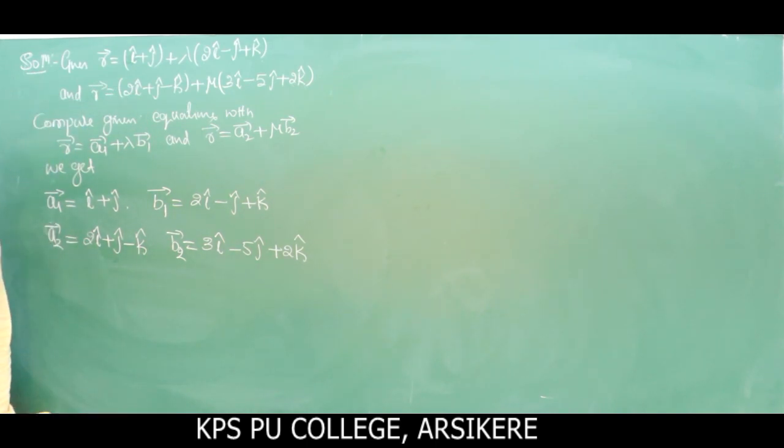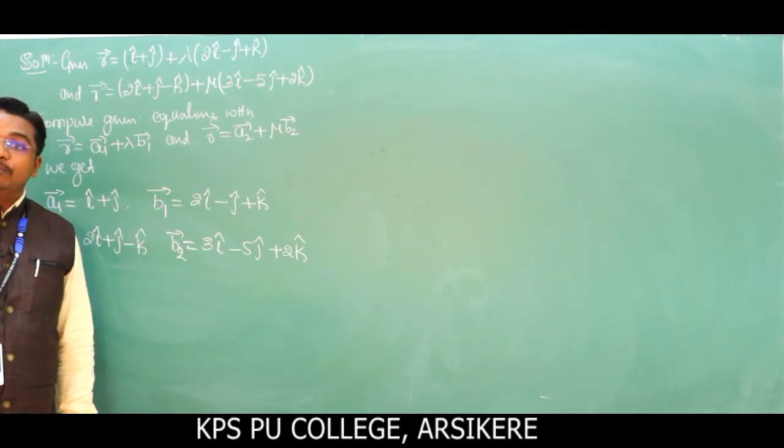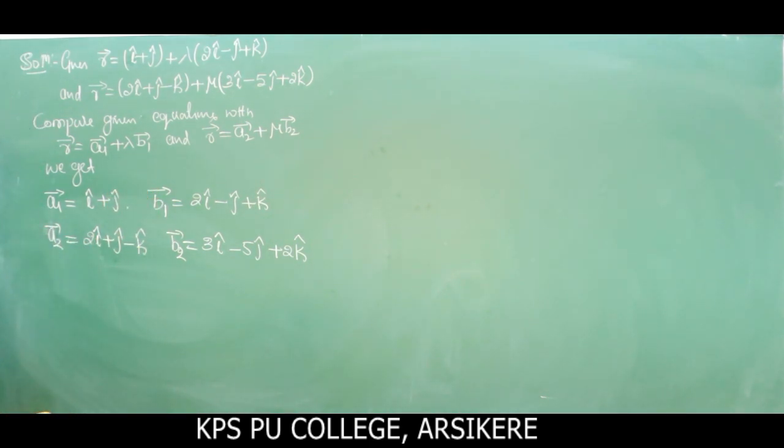Then we have the vector form. So d is equal to modulus of b1 cross b2 dot a2 minus a1, divided by magnitude of b1 cross b2.